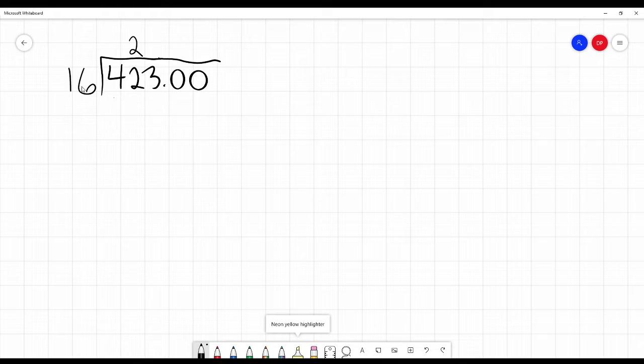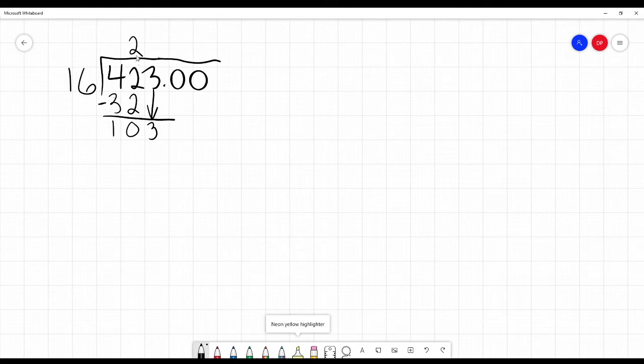Then in the division algorithm, you multiply: 16 times 2 is 32. You write that number down here, and then you subtract it. So we're going to have basically a 10 left over. And then the next step is, of course, you bring down the 3, and now you do the process all over again. And this just keeps repeating.